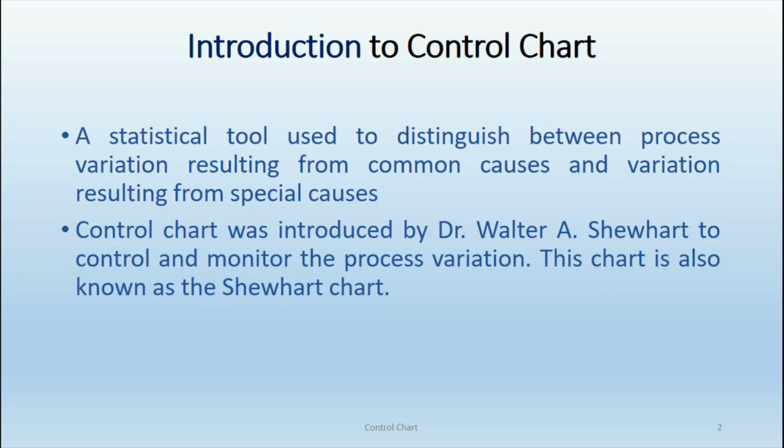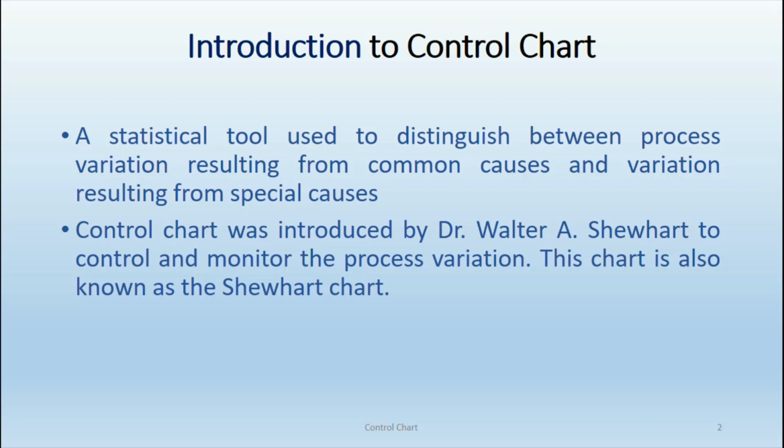Now, since we have talked about common cause variation and special cause variation, let me explain them. Common cause variation is the natural variation in the process, or you can say it is the part of the process. It is also known as natural variation or noise or random causes. For example, humidity and temperature are the common causes.